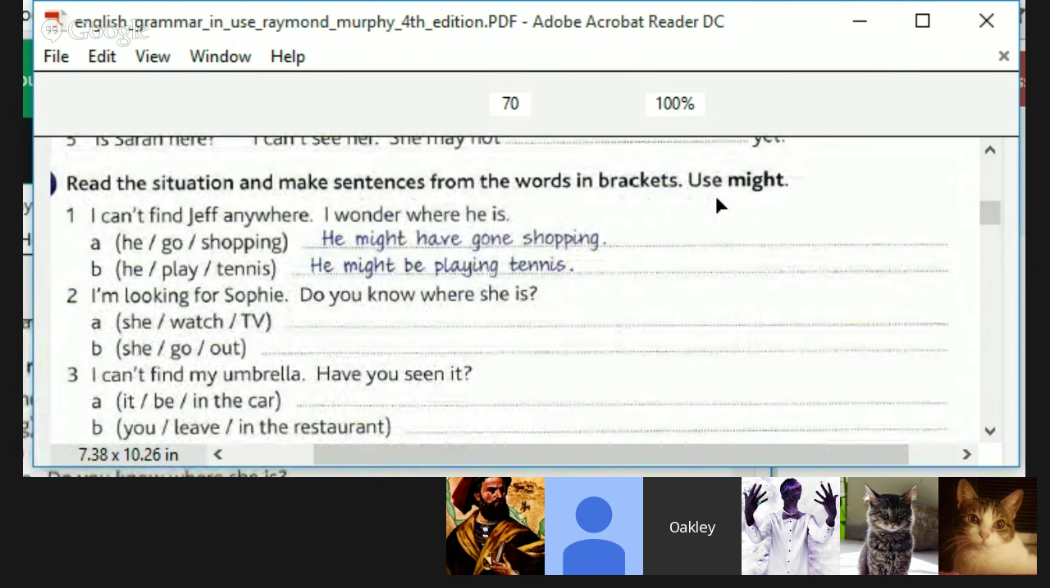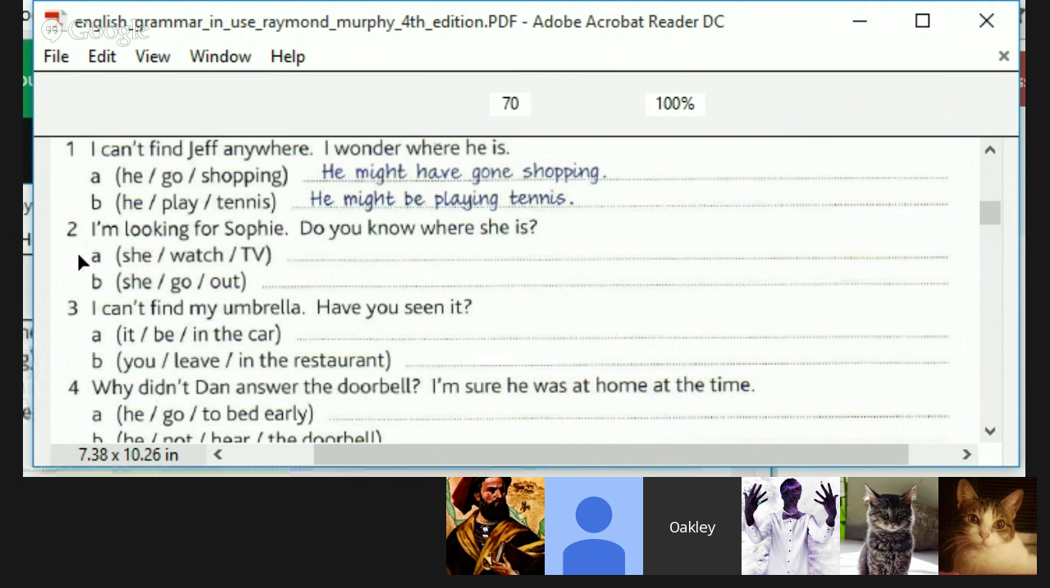Okay, using might, figure out the situation from the information here. I can't, for example, I can't find Jeff anywhere. I wonder where he is. He might have gone shopping. He might be playing tennis. Okay, there you go.